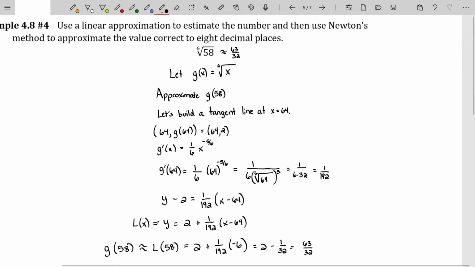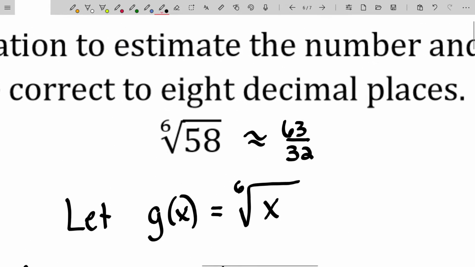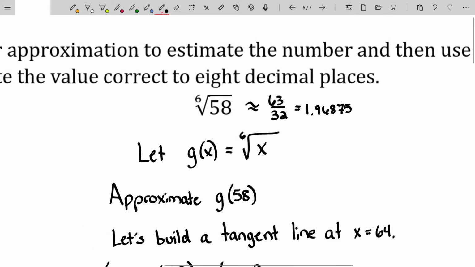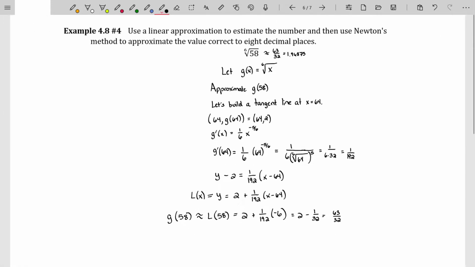And if I were to grab a calculator, which kind of defeats the purpose of using this linearization method, but if I were to get a calculator and see how good this approximation is, we get this fraction to be 1.96875. Now we're going to switch gears. So that's using an old method. Now we're going to switch gears and use Newton's method.